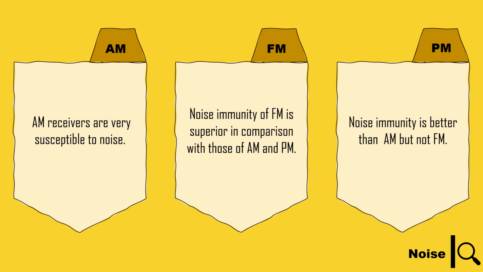Our next parameter is noise. AM receivers are very susceptible to noise, while for FM, the noise immunity is superior in comparison with those of AM and PM. While in phase modulation, noise immunity is better than AM but not FM.